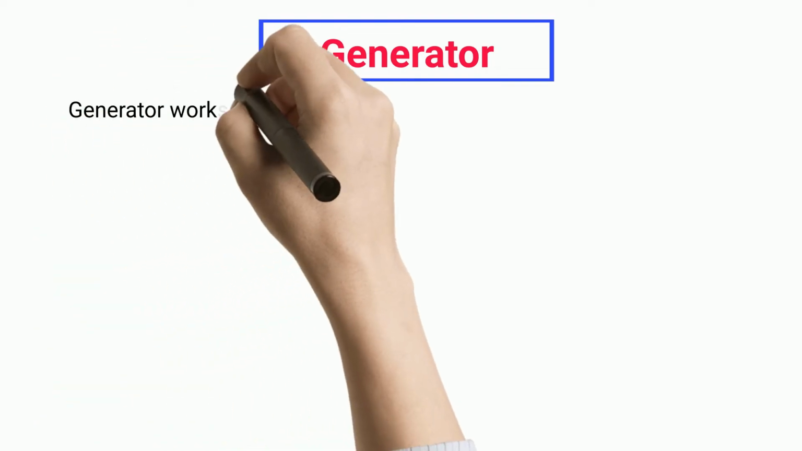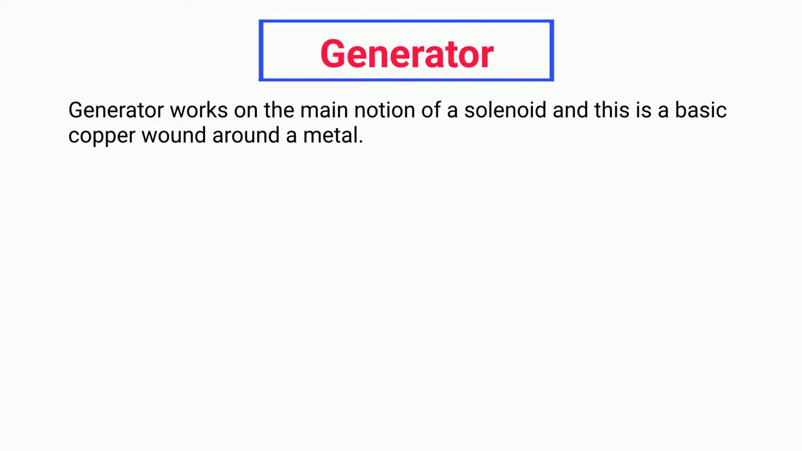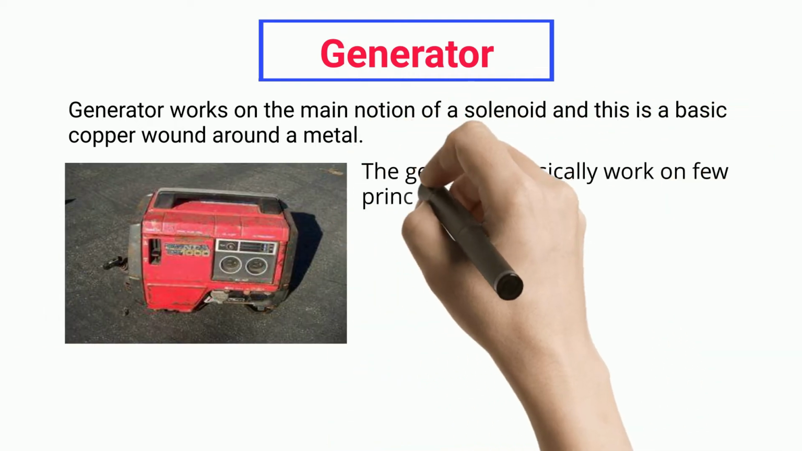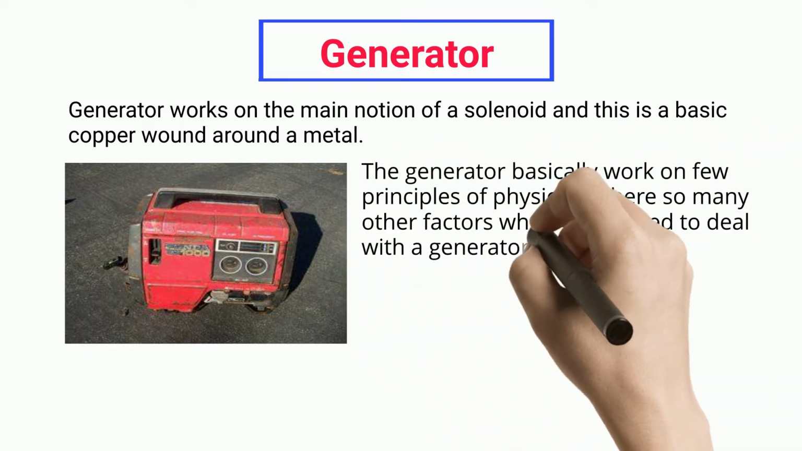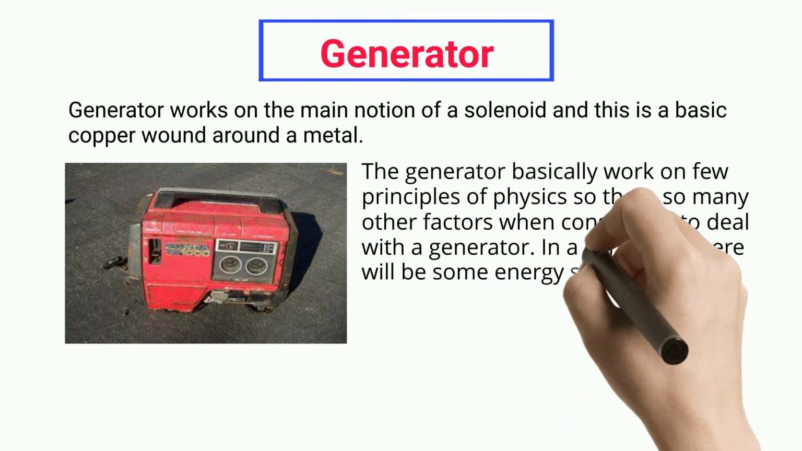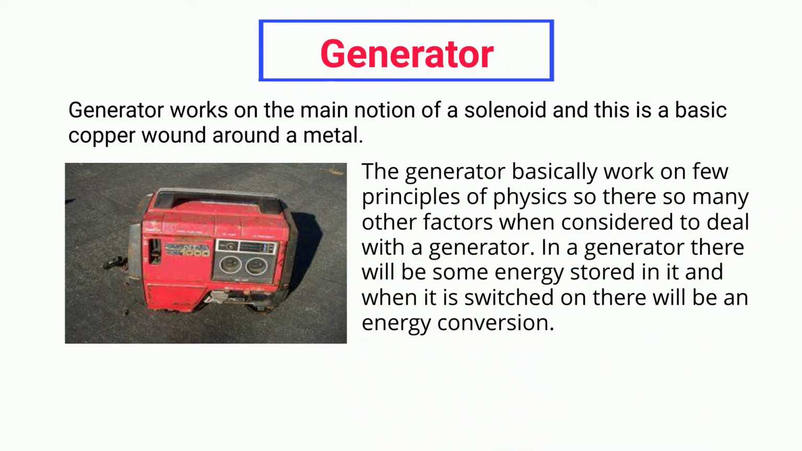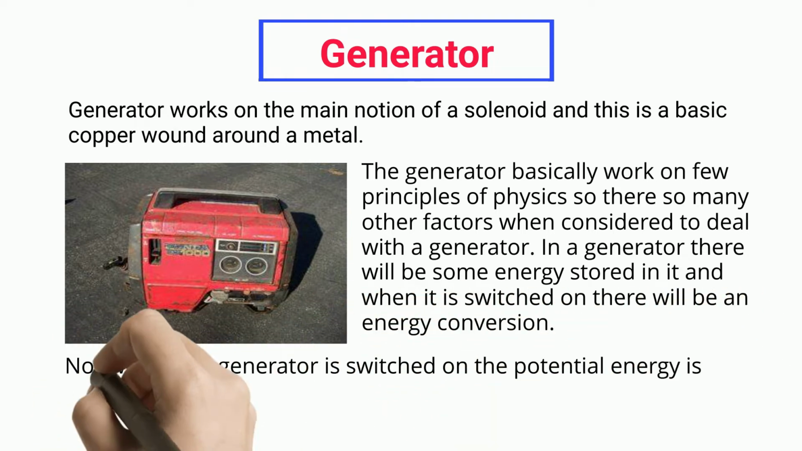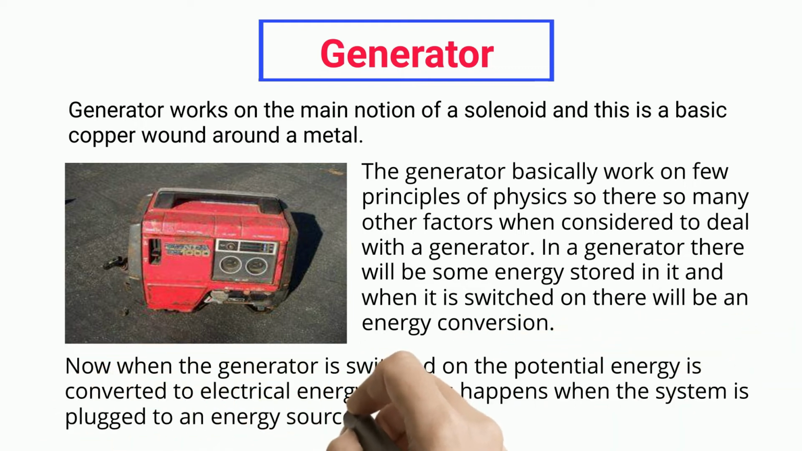Generator. A generator works on the main notion of a solenoid, which is basically copper wound around a metal. The generator works on a few principles of physics, so there are many other factors to consider when dealing with a generator. In a generator, there will be some energy stored in it, and when it is switched on, there will be an energy conversion. When the generator is switched on, the potential energy is converted to electrical energy, and this happens when the system is plugged to an energy source.